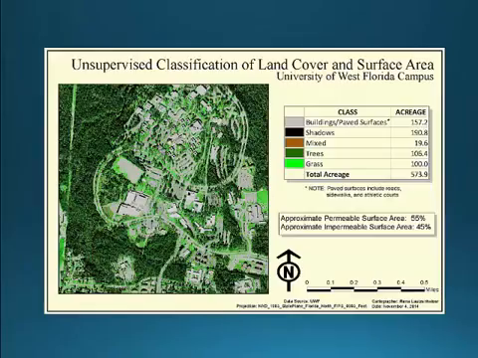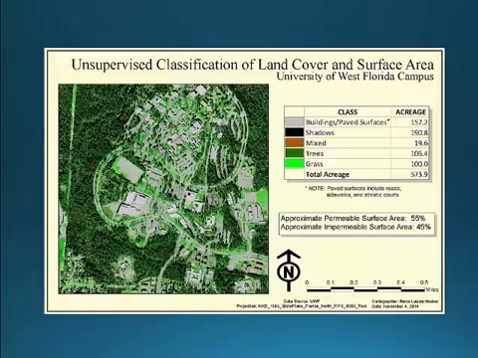This example comes from a remote sensing and photo interpretation course. Students were provided imagery for a section of UWF campus in Pensacola, Florida, and they were asked to analyze the image using an unsupervised classification to determine land cover and surface area. Unsupervised classification simply means that we let the software analyze the image to tell us where specified land cover types exist. From the table on the map, you can see the different land cover classes identified.